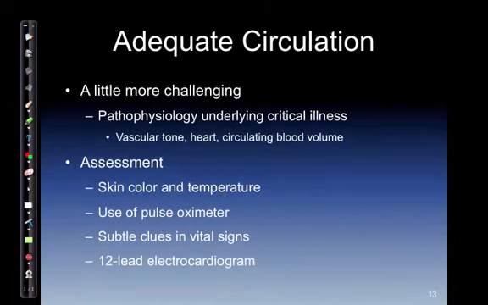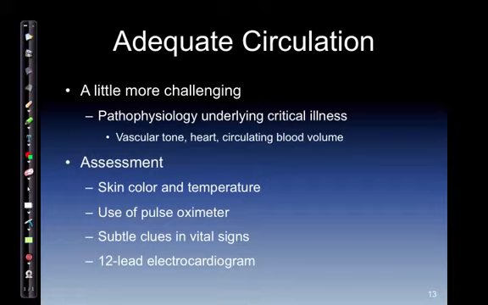Adequate circulation, a little more challenging. Physiology of underlying critical illness, one of these things is going to be adjusted, whether it be vascular tone, the heart's ability to contract, or the circulating blood volume. Assessment, skin color and temperature. Poor skin color is a visual clue that the circulation has been diverted from the skin or shunted to the core. The use of pulse oximetry, SpO2, and the quality of the oximetry waveform.